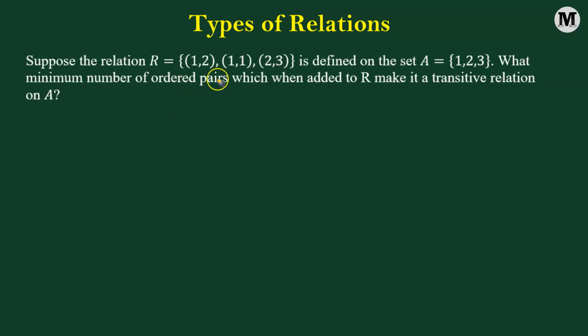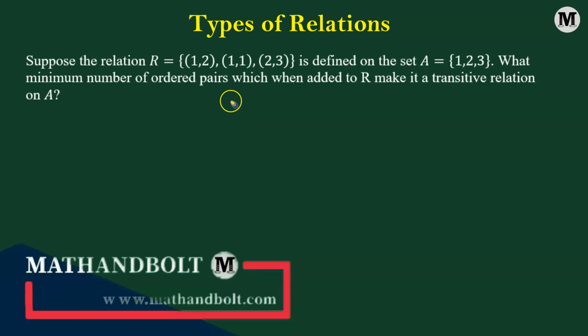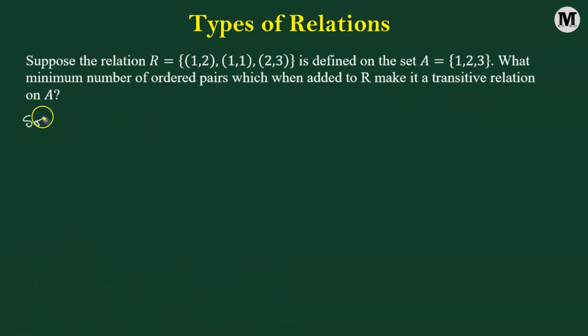Suppose the relation R containing the ordered pairs (1, 2), (1, 1), and (2, 3) is defined on the set A, having the elements 1, 2, and 3. What minimum number of ordered pairs, when added to the relation R, makes it a transitive relation on the set A? Let's try to understand the problem here.